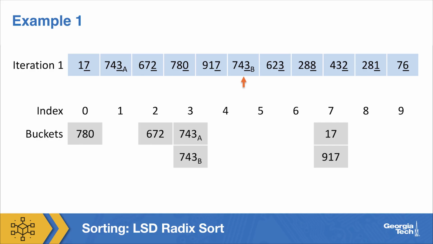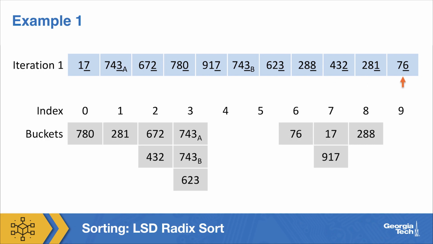743 in the 3 bucket, 623 in the 3 bucket, 288 in the 8 bucket, 432 in the 2 bucket, 281 in the 1 bucket, and 76 in the 6 bucket. The loop terminates and moves to the next statements in the procedure. The index for the array is set to 0. We enter the next loop to empty the buckets and begin with the 0 bucket.